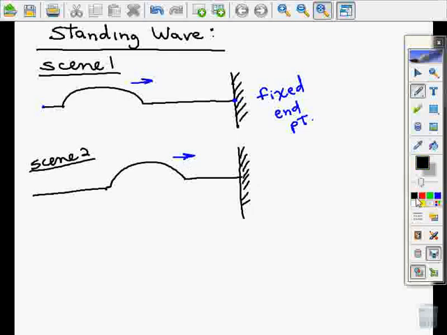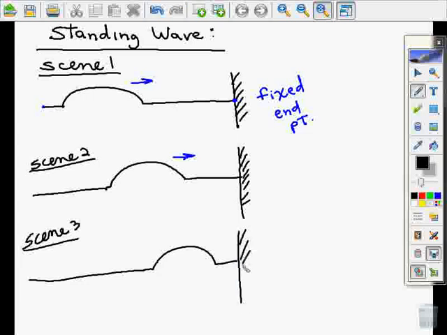Scene 3. You guessed it. That same wave moves a little bit closer to the wall. Just about ready to hit the wall.